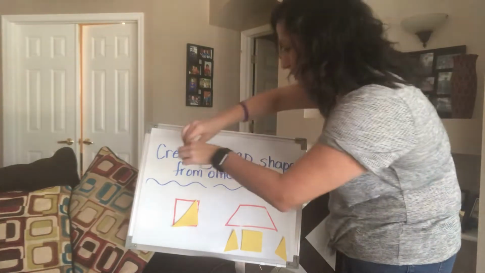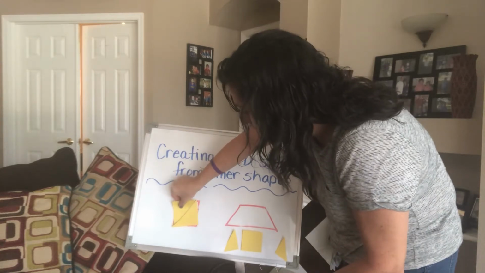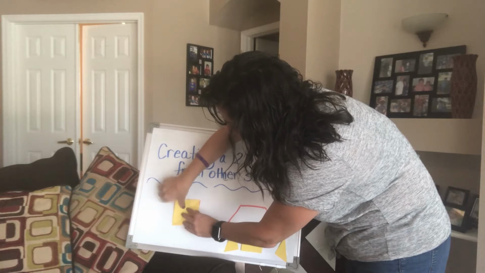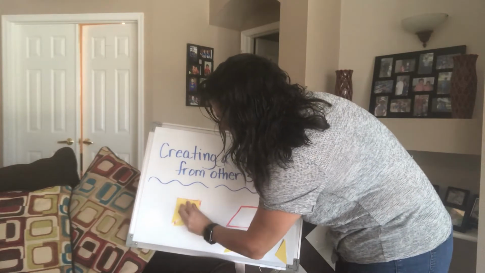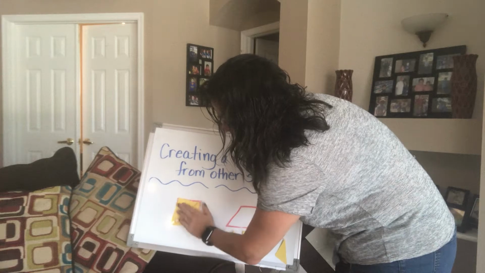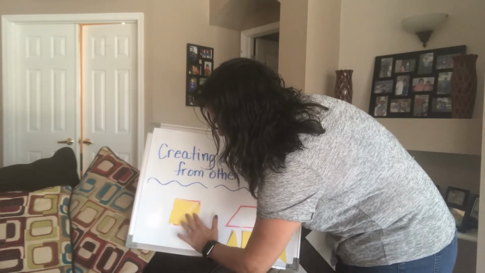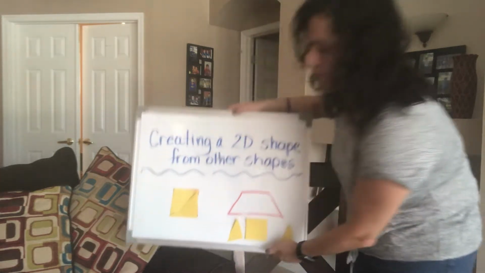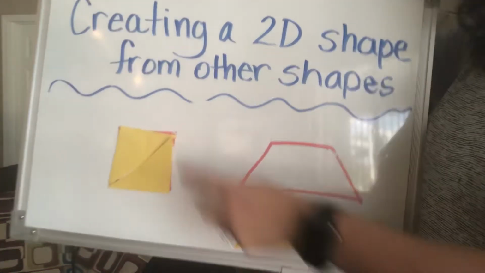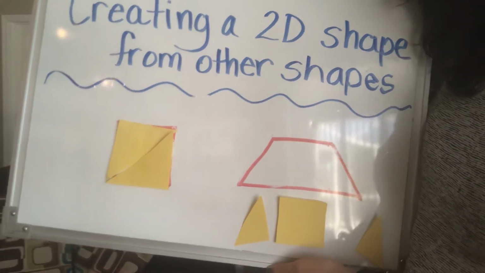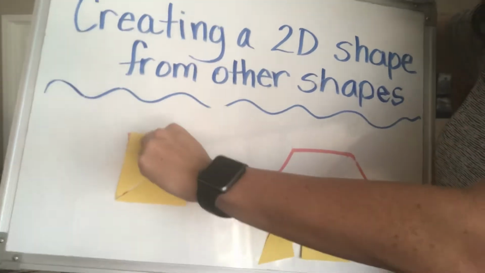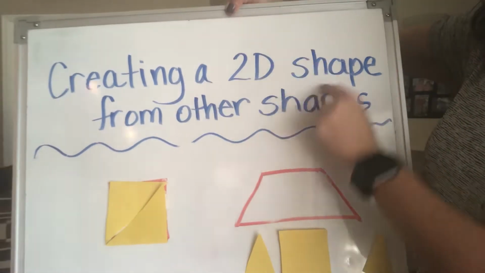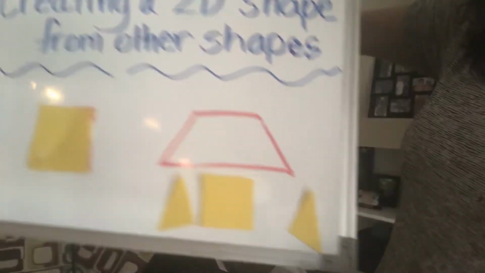Let's see if I can put this in here. Let me move it a little bit, see if I can get it to fit. Now it's not perfect, but it will show you how the 2 triangles, when you move them, when you flip them and you rotate them, you can fit them in. Now my 2 triangles created a square. I used other shapes to create a 2D shape that I already know. Let's look at the other one I have.